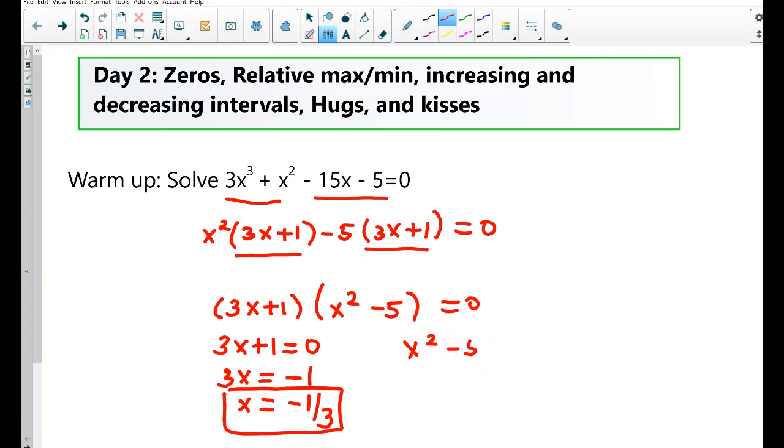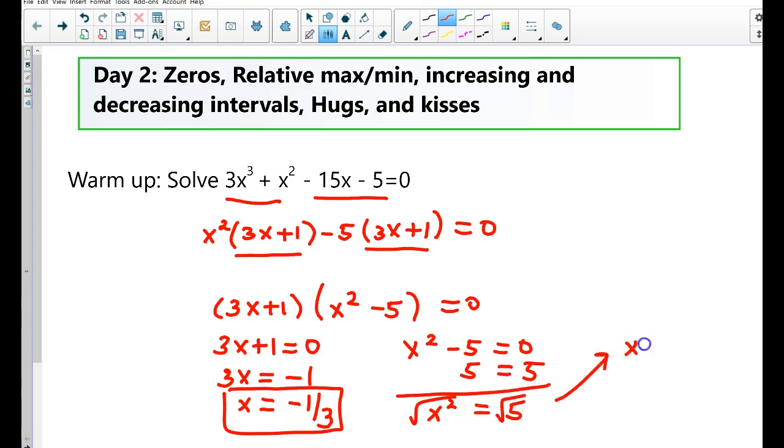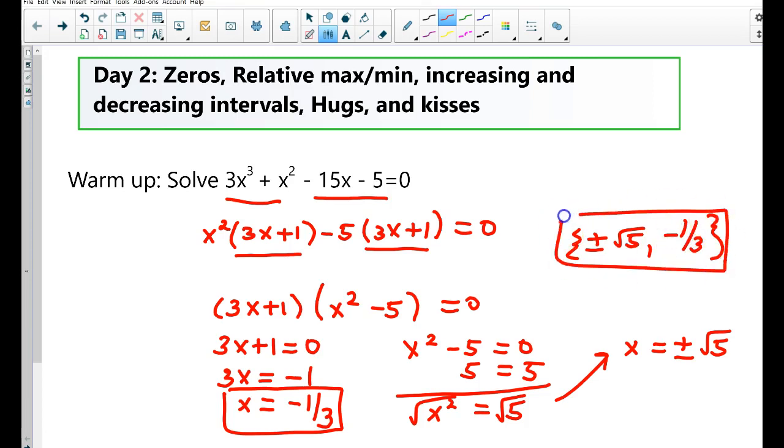For the second factor, this is an incomplete quadratic equation, so I add 5 to both sides. And when I take a square root, I end up with both a positive and negative value. You should put your final answer in solution set. And hopefully you arrived at this answer.